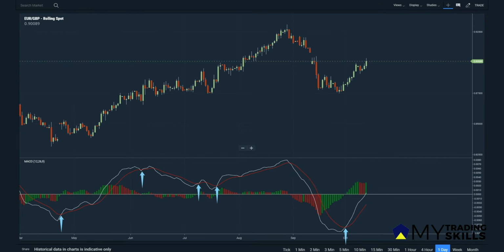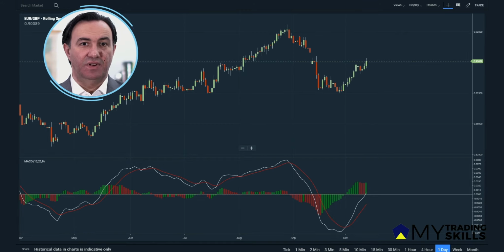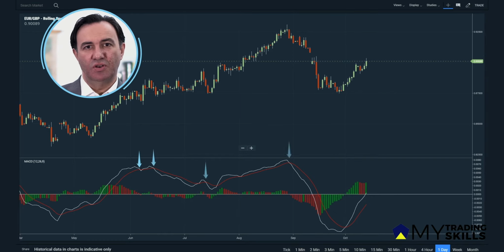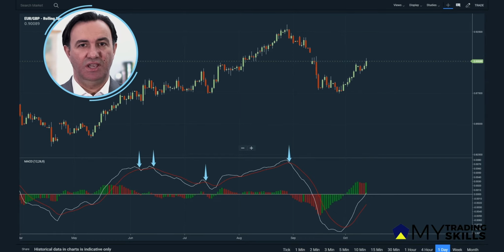I'm guessing then that a bearish crossover occurs when the MACD line crosses down over the signal line? Yes, that's right. There are bearish crossovers here. These crossovers are used by traders to suggest a trend reversal.